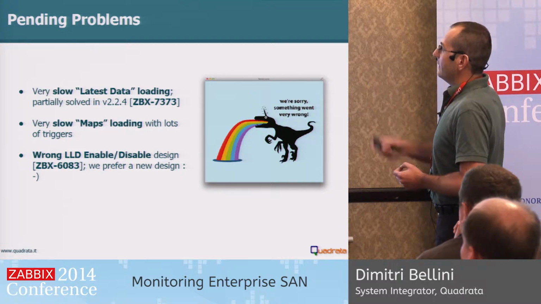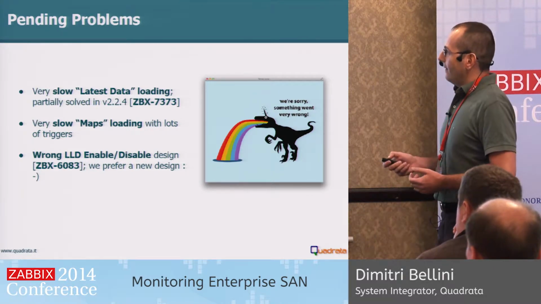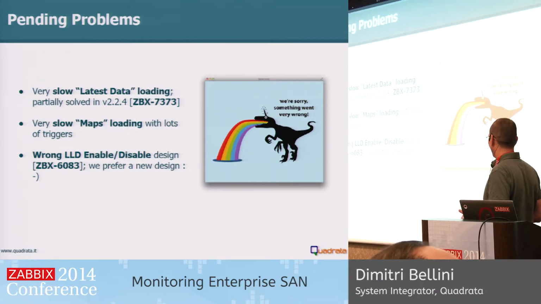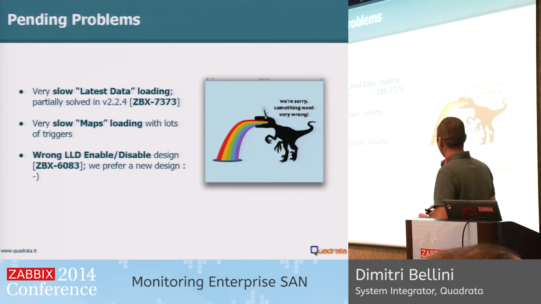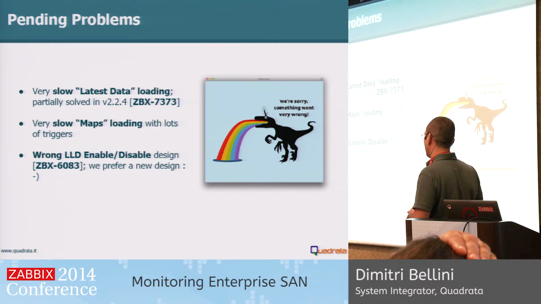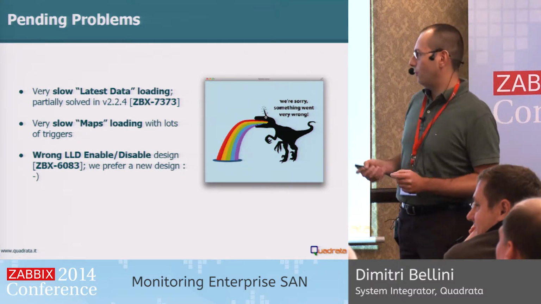The bad things: we still have some problems. Slow latest data. I think a lot of us know this problem. Probably in 2.6 something is better, I think, but it is still slow.